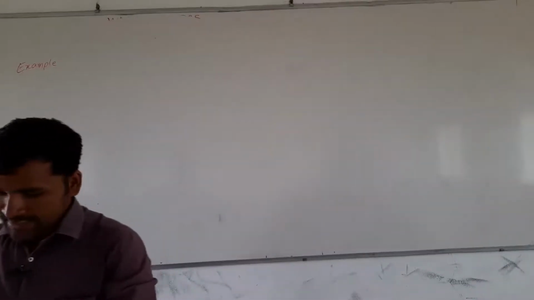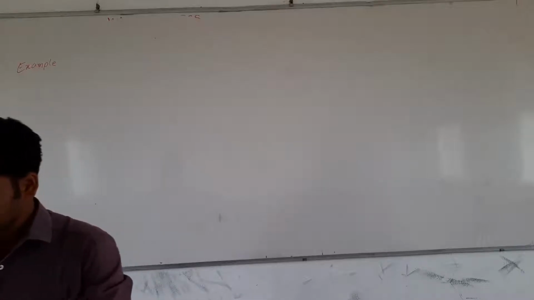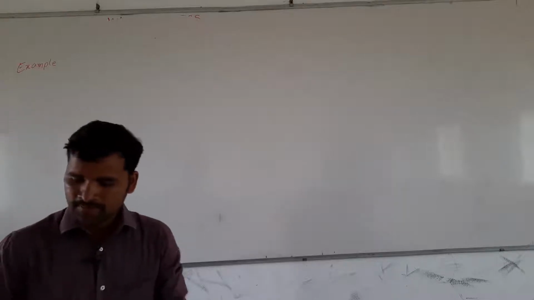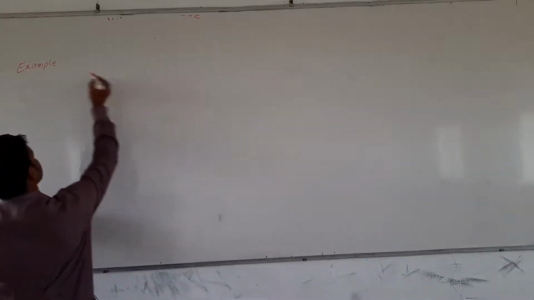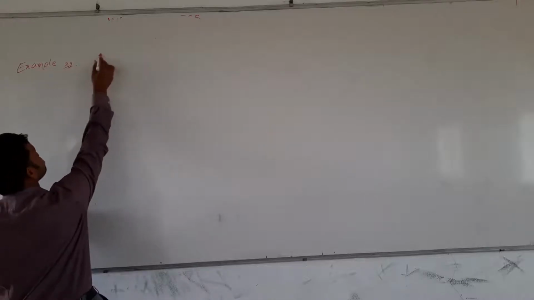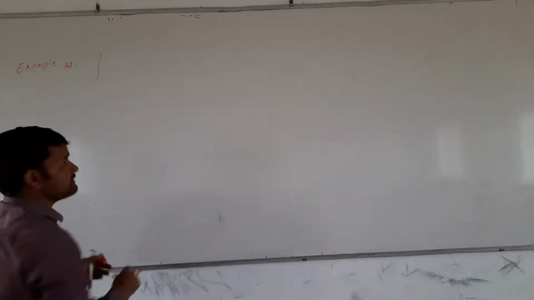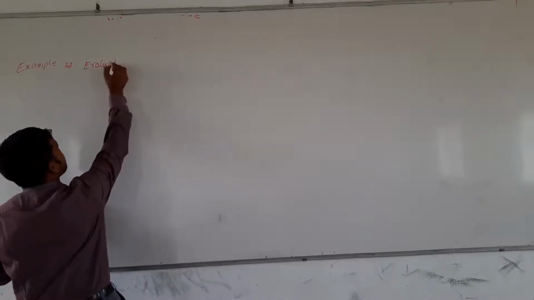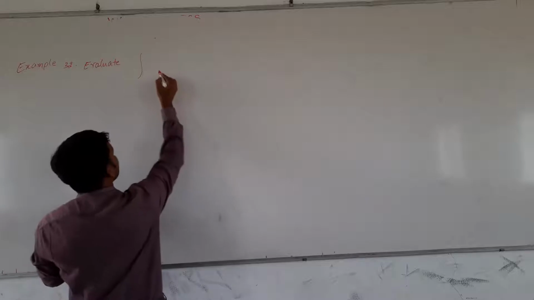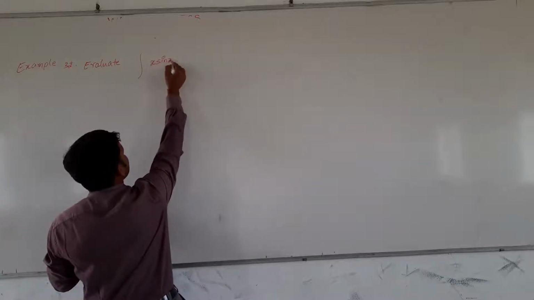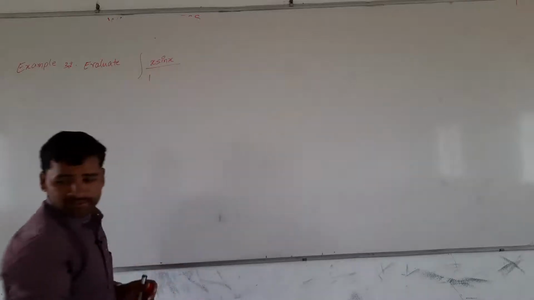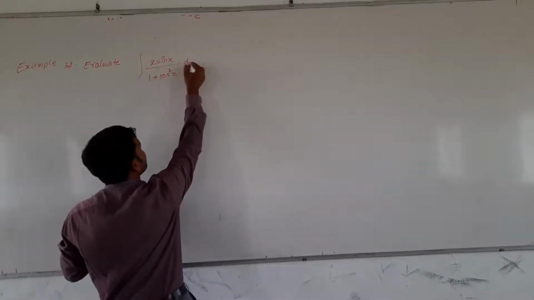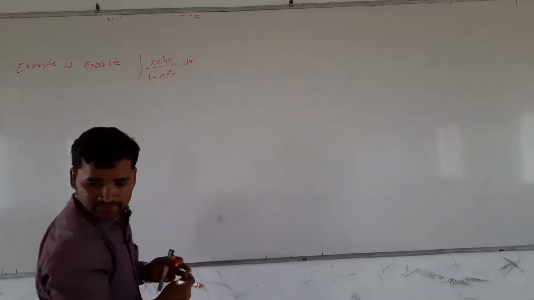Now, example 31 over, we will move on to the next example, that is example 32. Evaluate the integration of x into sin x divided by 1 plus cos square x into dx from 0 to pi.